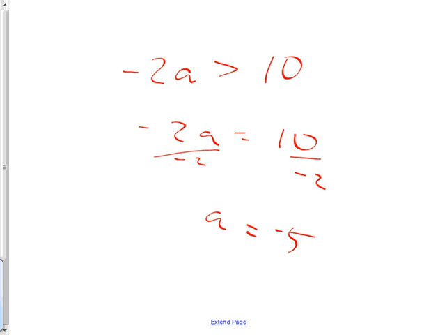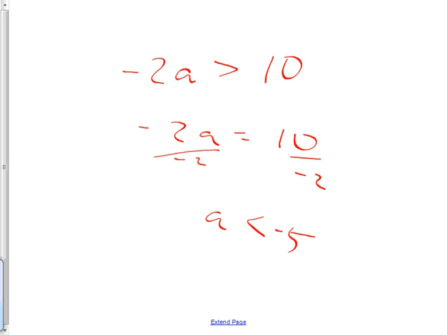All right. Comes out to a is equal to negative 5. Now we're supposed to go back and just put the sign in. But again, did I ever multiply or divide by a negative? Yeah, I divided by a negative. So then the sign has to switch. It goes that way now.